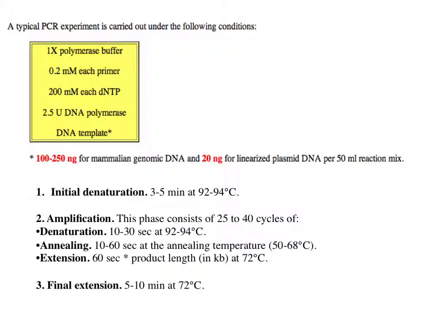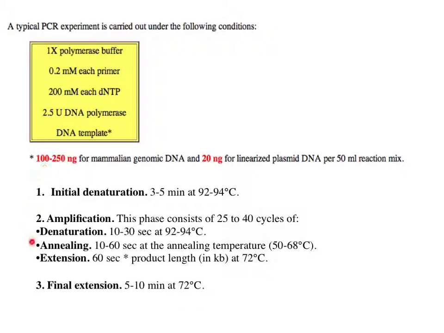A typical PCR experiment is carried out under the following conditions. You have polymerase, buffer, primers, dNTPs, and your DNA template: 100 to 250 nanograms for mammalian genomic DNA and 20 nanograms for linear plasmid per 50 microliter reaction mixture.